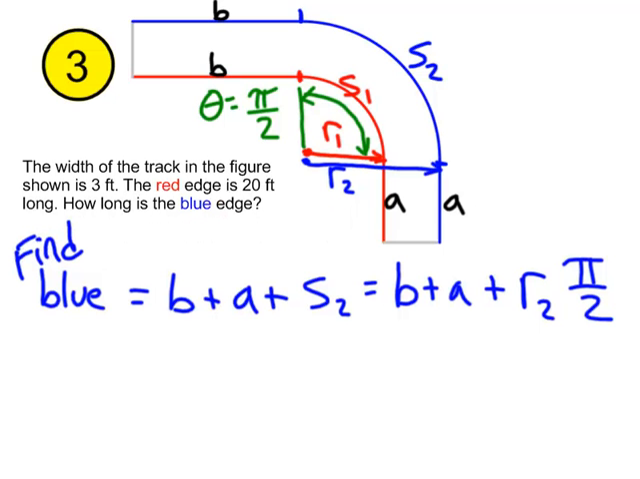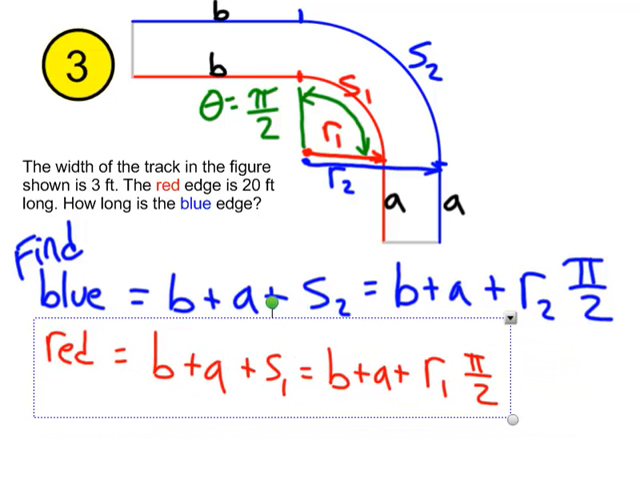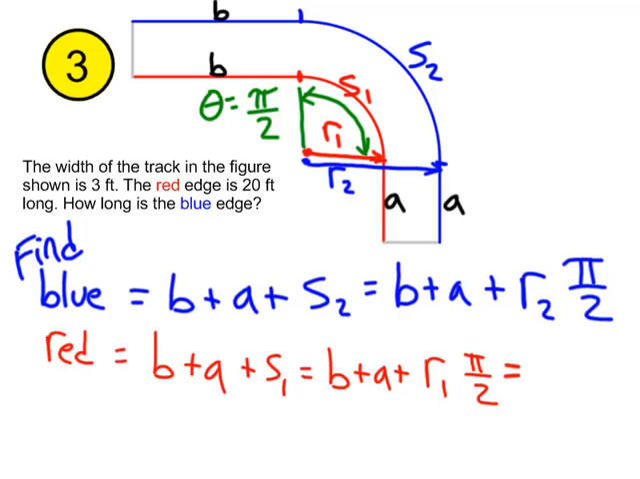Let's look at the other edge. Let's notice that the red edge equals, same deal, B plus A, this straightaway plus this straightaway, plus S1, which is B plus A plus R1 times pi over 2, the same value theta. And I'm given some information on that one. I'm told that that one equals 20 feet. That was given information. So I'll go ahead and set that equal to 20 feet. Now, I don't blame you if you're still looking at this thinking, I don't really know what I'm going to do with this.